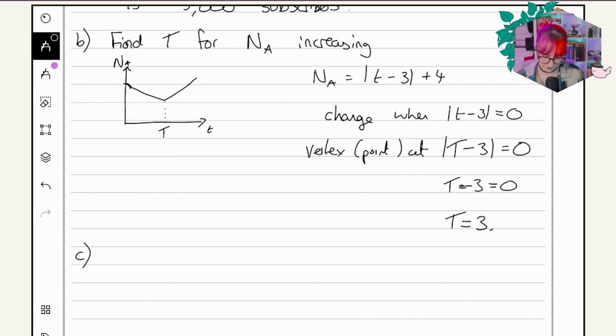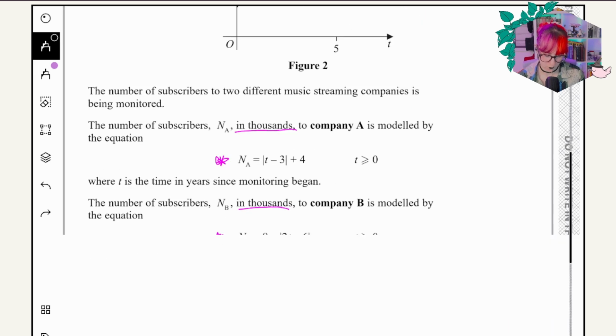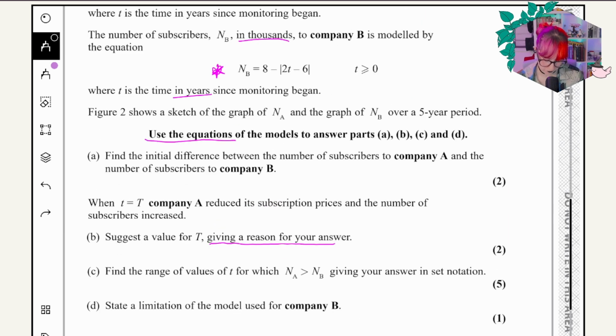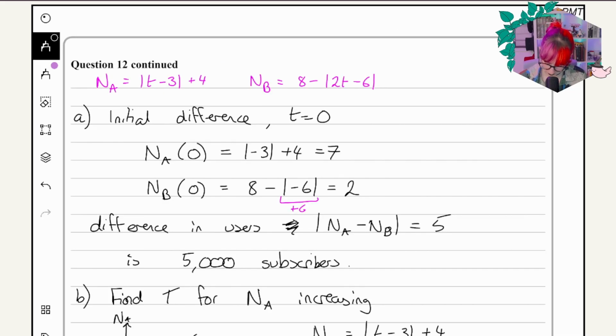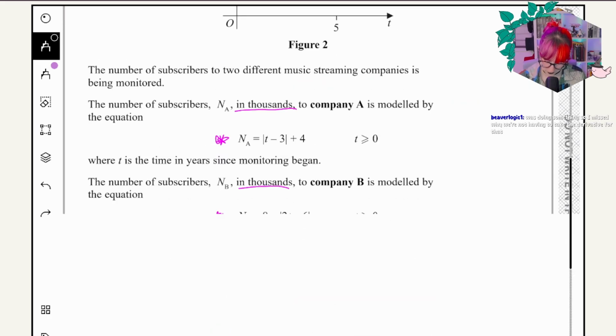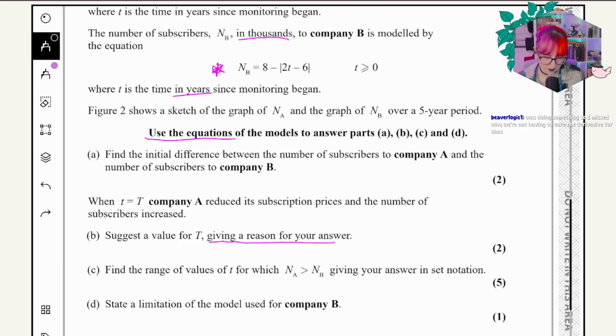Part C was something. Find the range of values for which NA is bigger than NB. Give your answer, excuse me, in set notation.